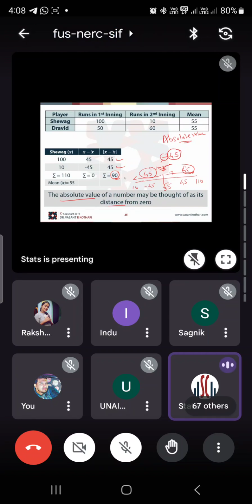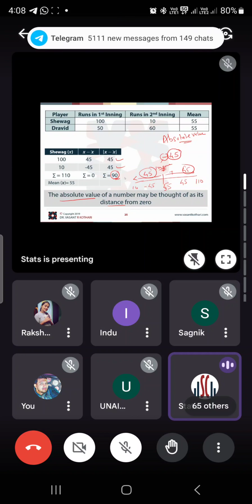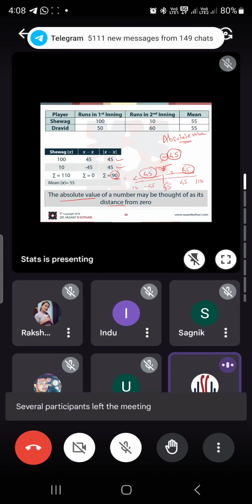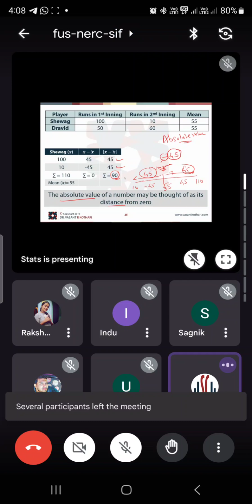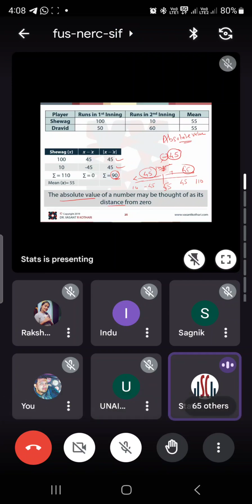So this is my absolute value. Absolute value means I'm considering only the number. I'm ignoring the positive and negative sign. This is a function in mathematics. So when we do this function, the negative becomes positive.